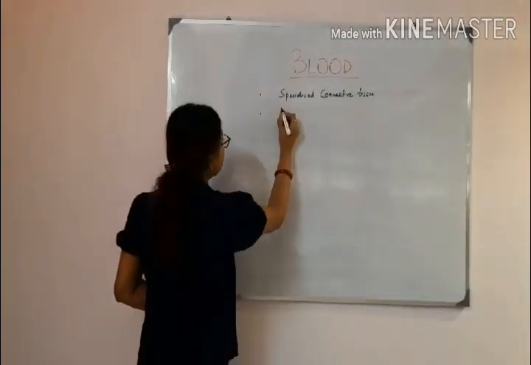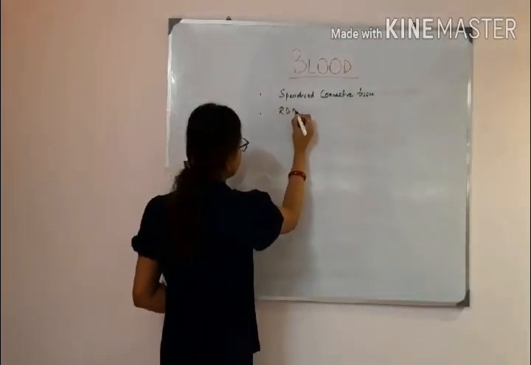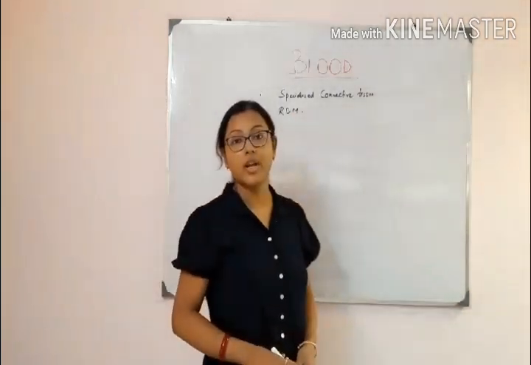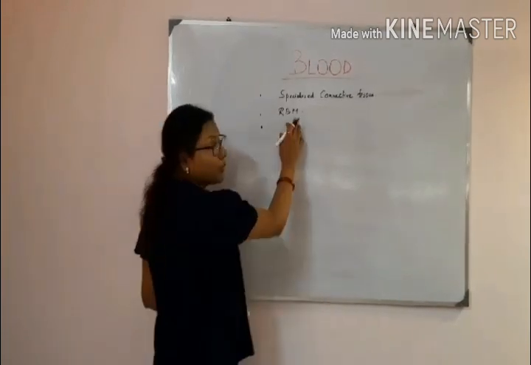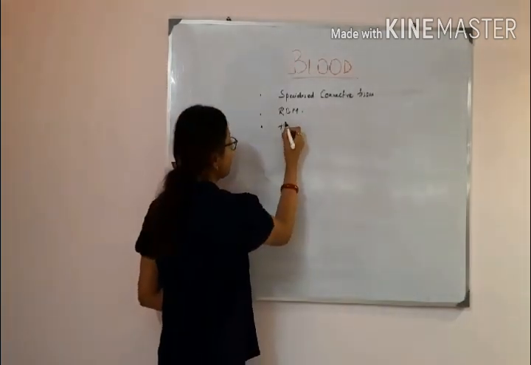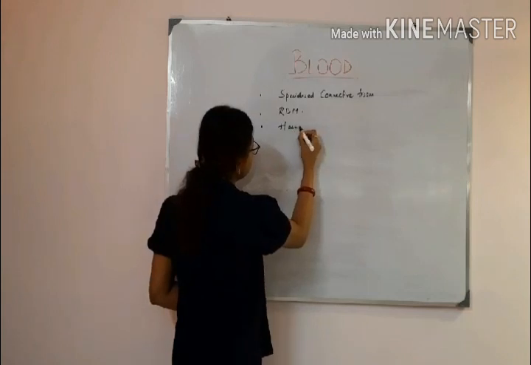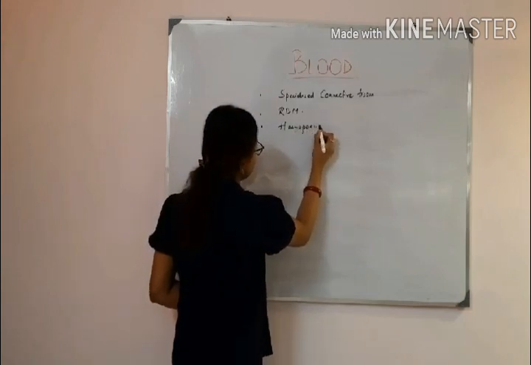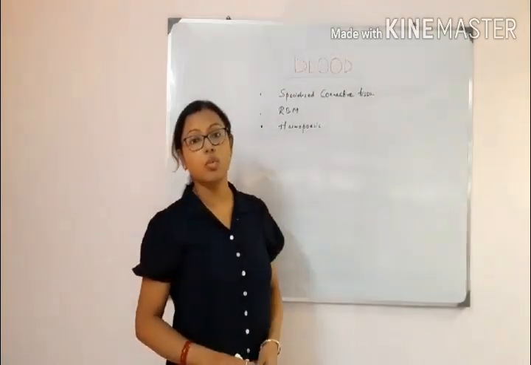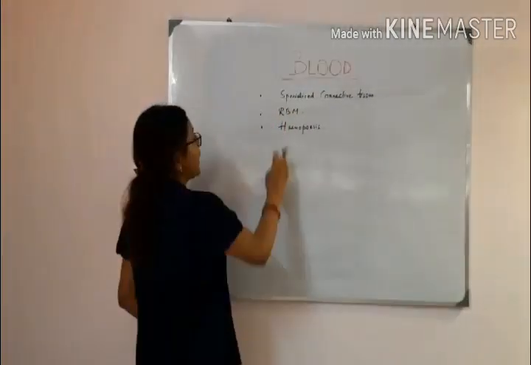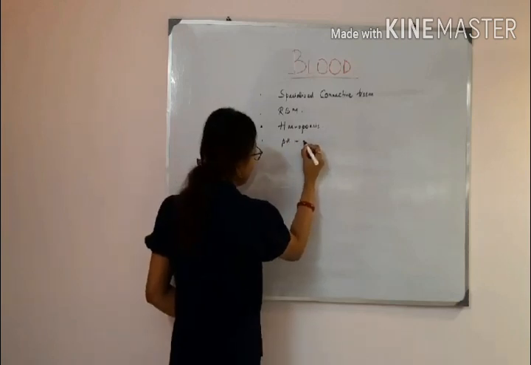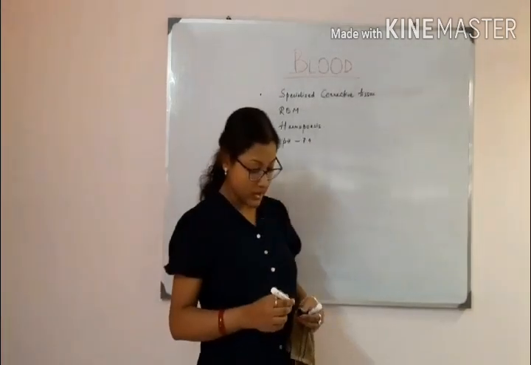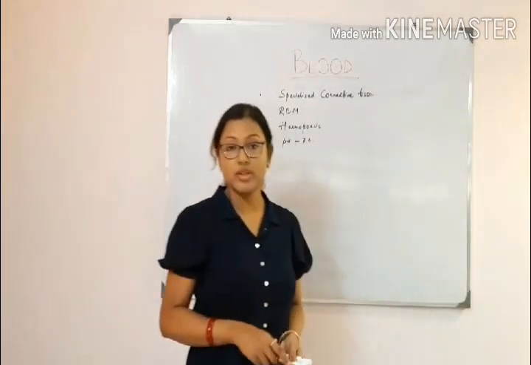Blood is formed from red bone marrow. Okay, it is formed from red bone marrow. Now this process of formation of blood from the red bone marrow is called hemopoiesis. What is it called? It is called hemopoiesis. Okay, and the pH of blood is slightly alkaline, nearly 7.4. Okay, now we will see the components of blood.